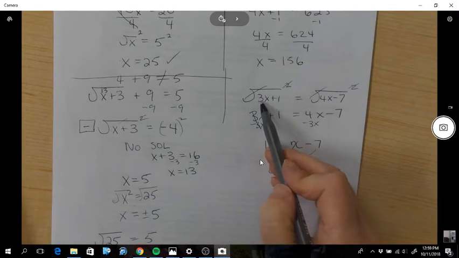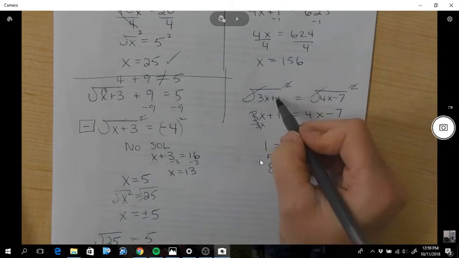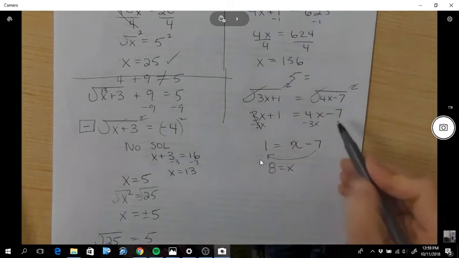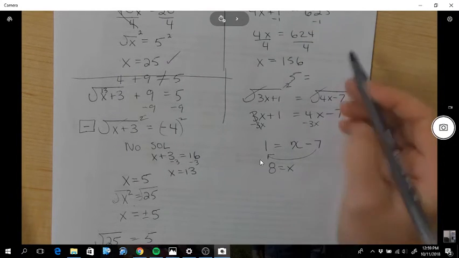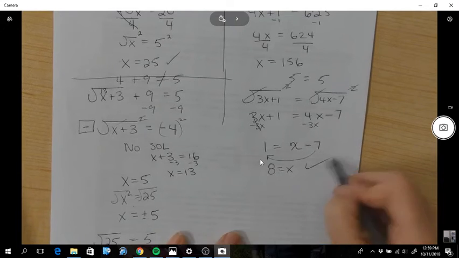3 times 8 is 24 plus 1 is 25. Root 25 is 5. 32 minus 7 is 25. The square root is 5. This works out.